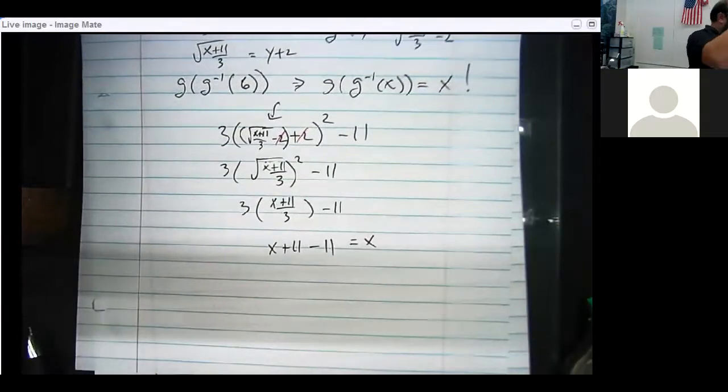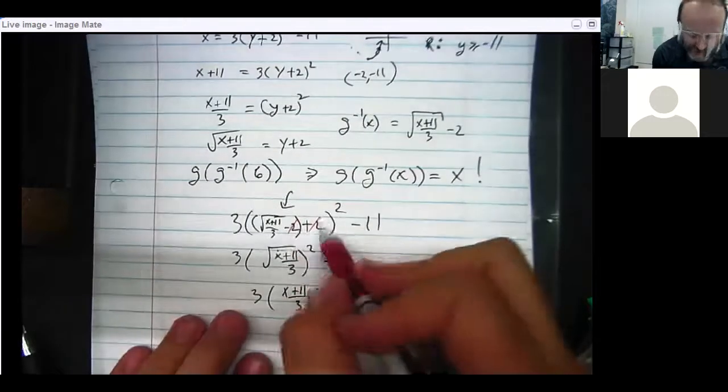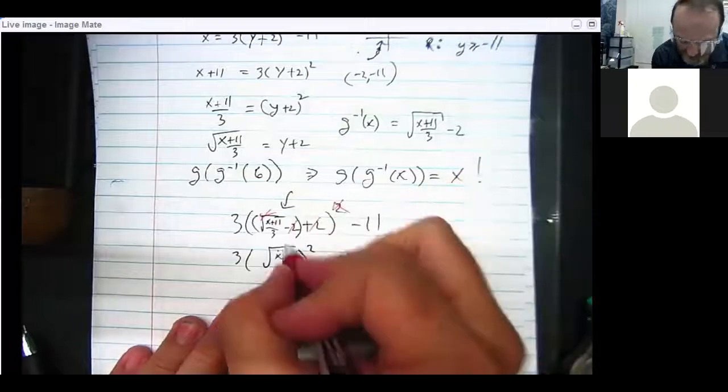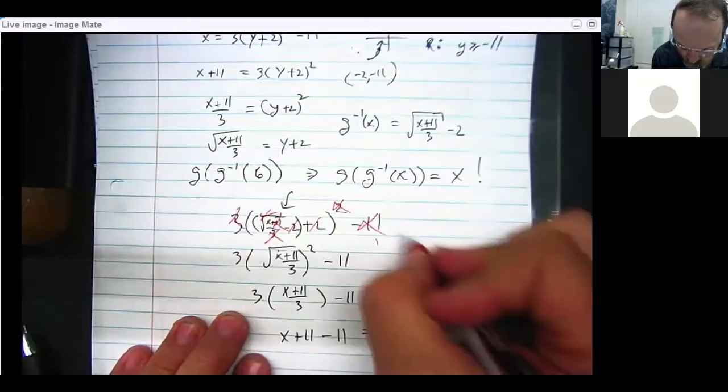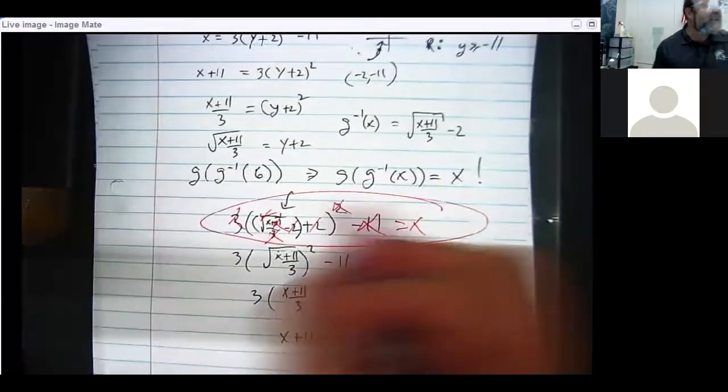The bummer, and this is what I'm saying, go slow, is this is what I see people do all the time. They're like, the 2's cancel, the square root and the square cancel, the 3 and the 3 cancel, the 11 and the answer. Does this read like anything to you?